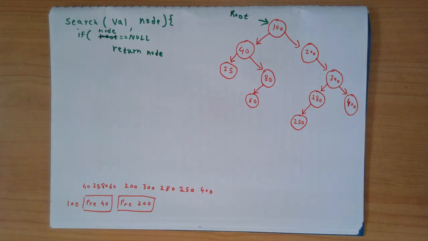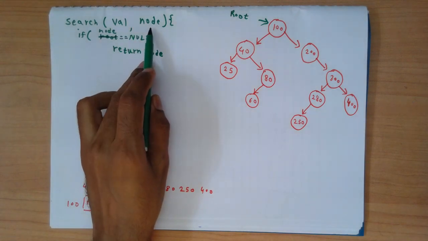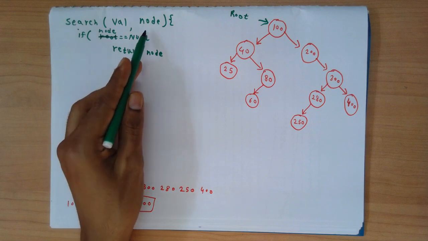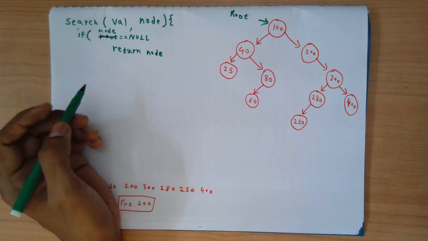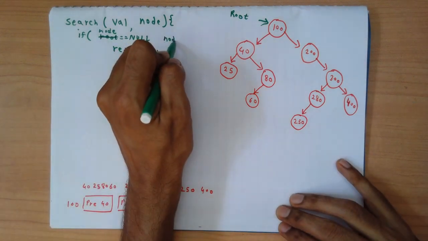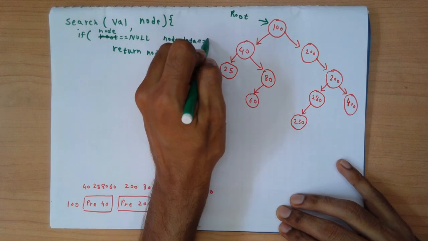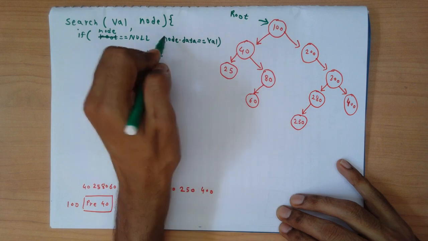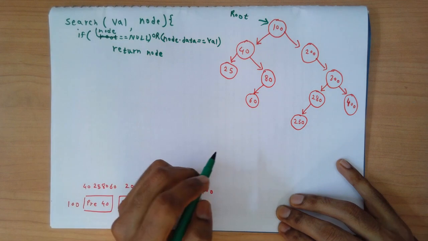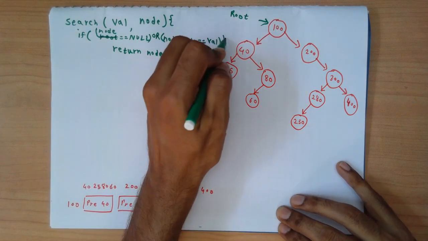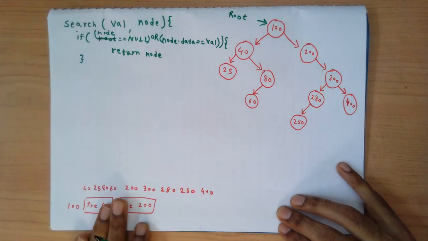Or consider the other scenario. I am given a value to search in a tree having this particular node as the root, and the root itself contains the value that I am searching for. So the other possibility is that node.data is equal to the value that I am searching for. If at least one of these conditions is true, then what should I do? In that case, I should return the node, and then I'm done.